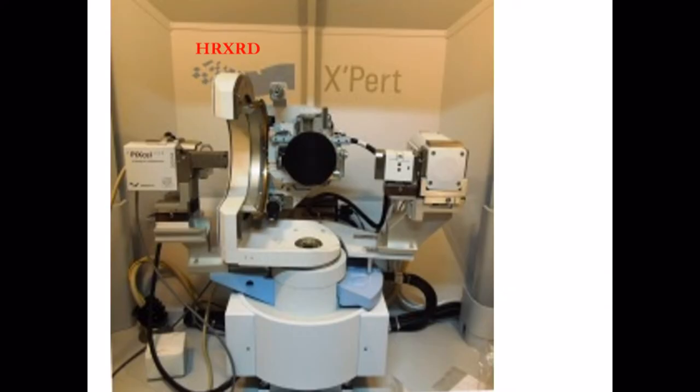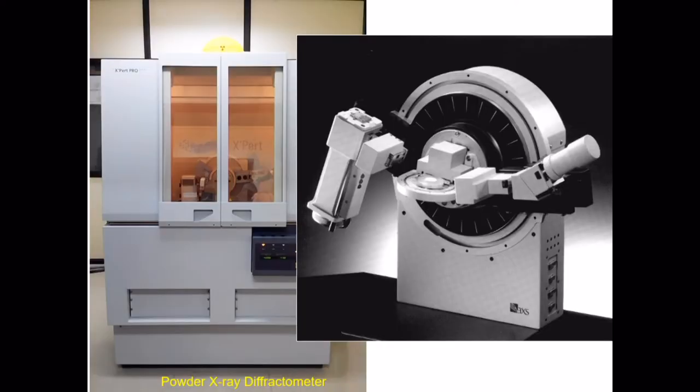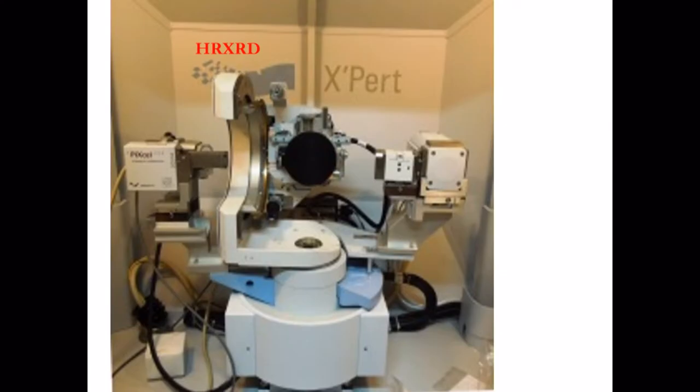Similarly, we have a facility for HR-XRD, high resolution X-ray diffraction, wherein if you have a single crystal, we try to rock it. This powder one is two-dimensional, with only one detector and one source. This HR-XRD is a four-dimensional one. So we rotate the substrate, we rotate the detector, and we also rotate the source, and we try to analyze. This is HR-XRD, high resolution X-ray diffraction. Mainly it will be omega, or 2 theta-omega, or highly resolved theta.